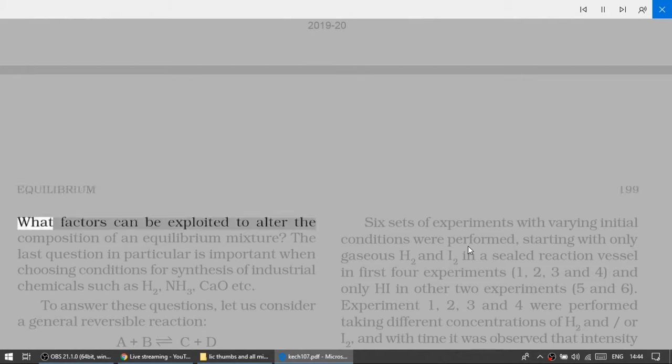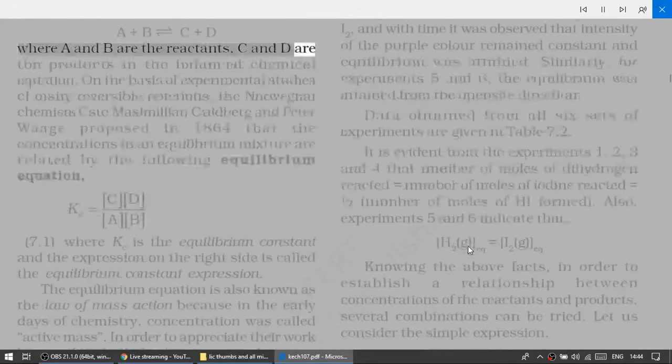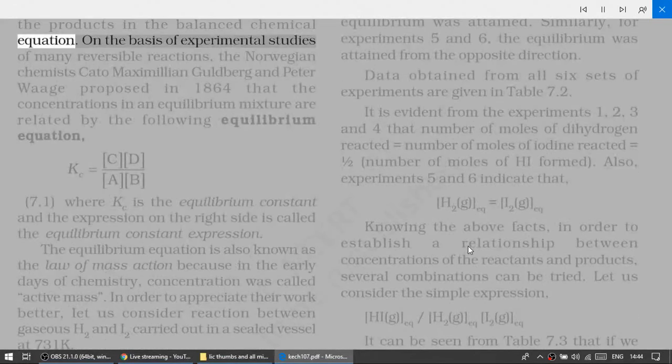What factors can be exploited to alter the composition of an equilibrium mixture? The last question in particular is important when choosing conditions for synthesis of industrial chemicals such as H2, NH3, CaO, etc. To answer these questions, let us consider a general reversible reaction, A + B ⇌ C + D, where A and B are the reactants, C and D are the products in the balanced chemical equation.